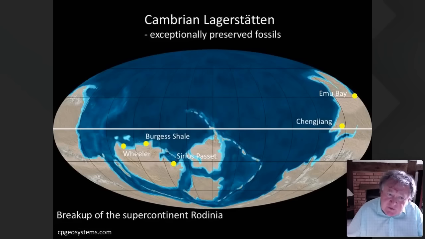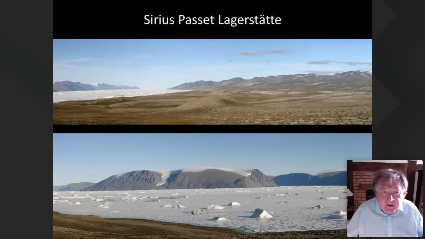But what I want to do is focus today on the least well known of these Lagerstätte, the Sirius Passet biota of Greenland. This is a picture from the locality, an exquisitely beautiful spot right up on the north coast of Greenland. Discovered at about the same time as the Chengjiang biota, but far less known because people have been able to visit it much less often and get much less material out. Now, I want to spend a little bit of time talking about where it is, the discovery, and how we built up knowledge about the Sirius Passet Lagerstätte.